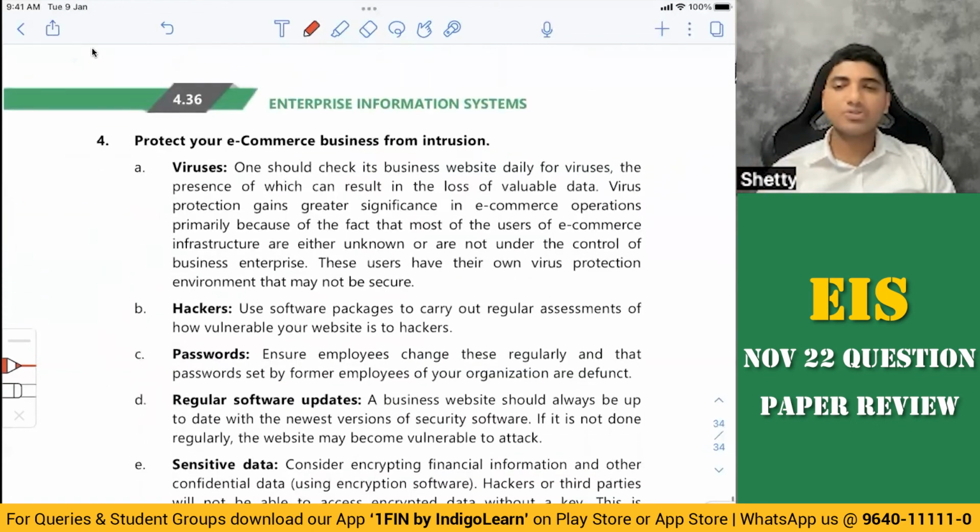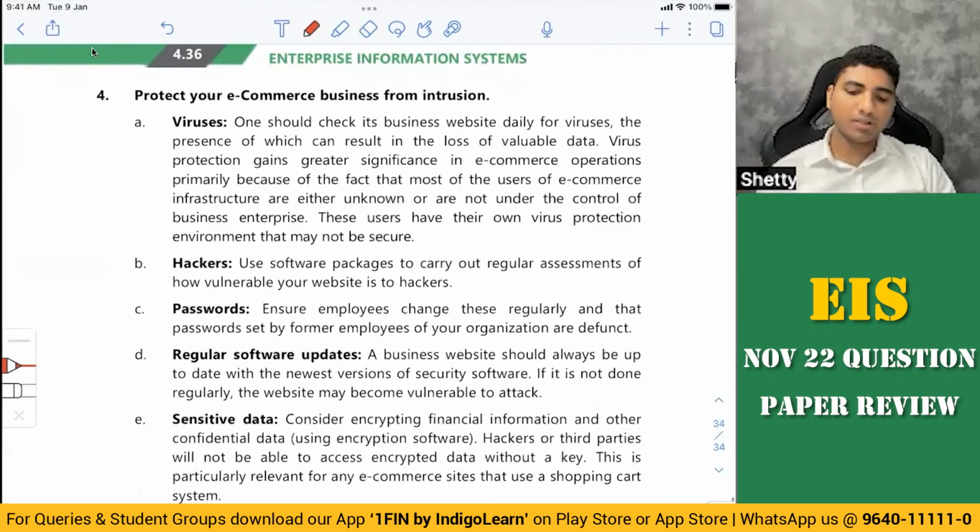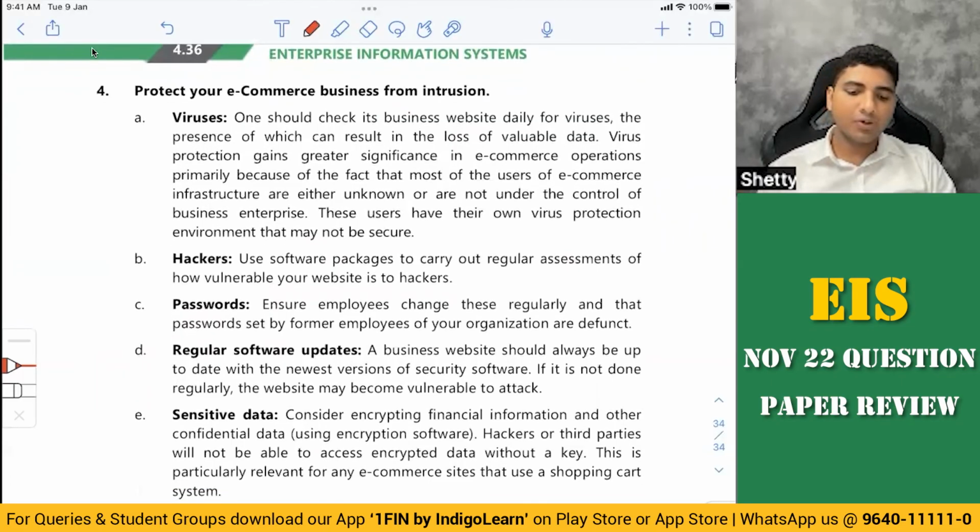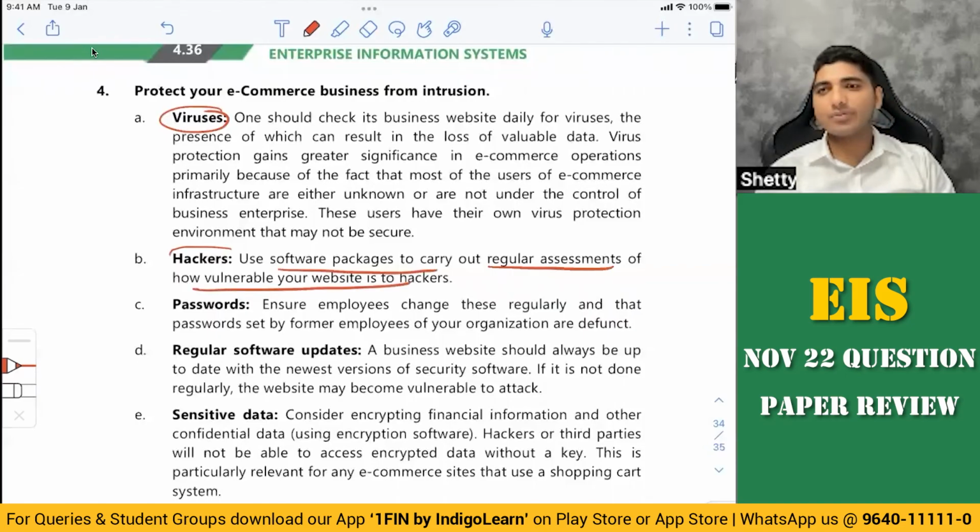Again, the question is coming from your fourth chapter. So, protect your e-commerce business from intrusion. They have listed what intrusions are possible. There could be viruses. You need to have a proper antivirus software and other things. There could be hackers. So use software packages to carry out a regular assessment of how vulnerable your website is to hackers. We call it vulnerability assessment. So you hire a team who will try to attack your website to see whether your website is secure or not.